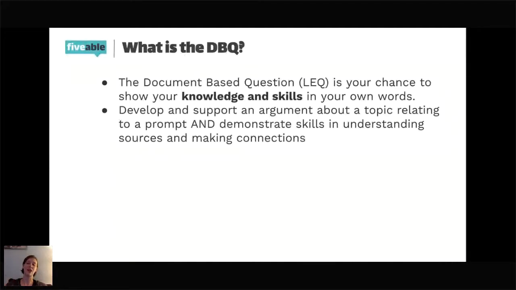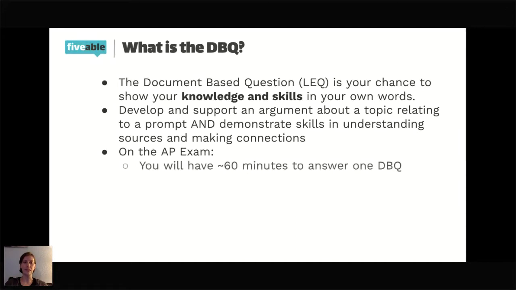And the thing that makes the document-based question, I think, a little more challenging than just the long essay is that you are also demonstrating skills in understanding sources and making connections between those sources. So this is a more complex task that you're being asked to do. On the AP exam, just some details about it. You'll have about 60 minutes total for the whole DBQ process. And that includes analyzing the documents, planning your writing, and actually writing the essay.